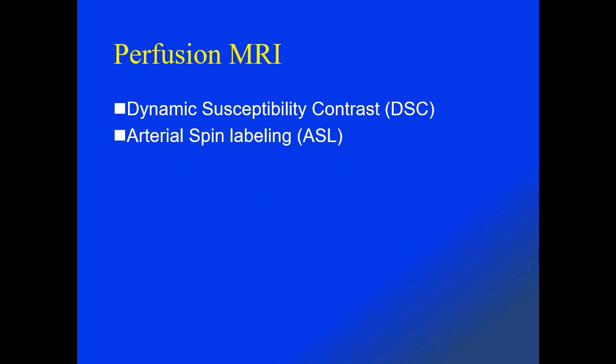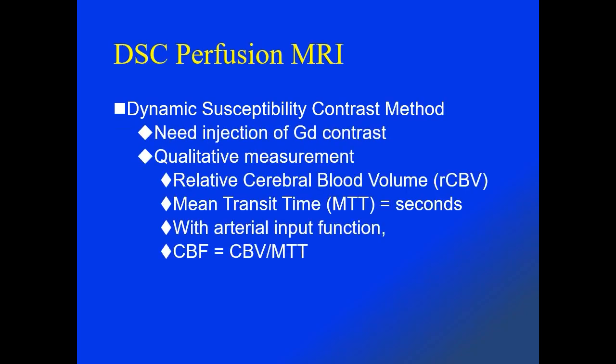Two common techniques are available for perfusion MRI: dynamic susceptibility contrast technique and arterial spin labeling technique. Dynamic susceptibility contrast technique requires injection of gadolinium contrast, just like perfusion CT, which requires an injection of iodinated contrast material. Relative cerebral blood volume, mean transit time, and cerebral blood flow information can be obtained using the DSC technique.